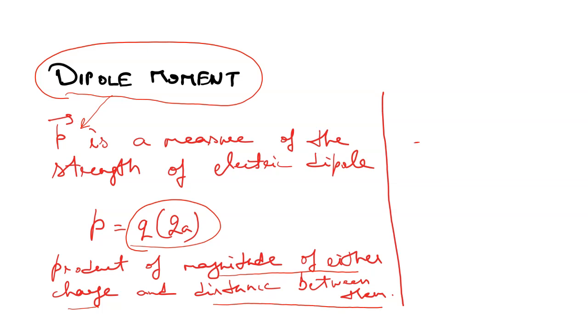What we have discussed: minus Q and plus Q, equal charges separated by a certain distance 2A. This is a dipole. What is the dipole moment? It is the product of the magnitude of any charge, maybe this charge or this charge, because the magnitude will remain the same, multiplied by the distance between these two charges. It is known as the dipole moment.